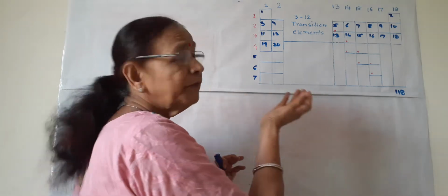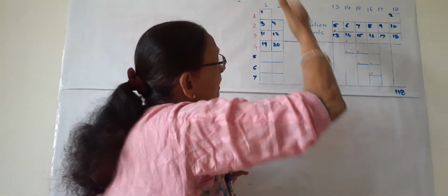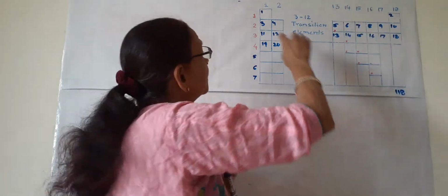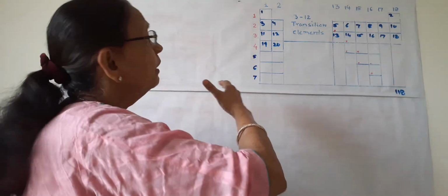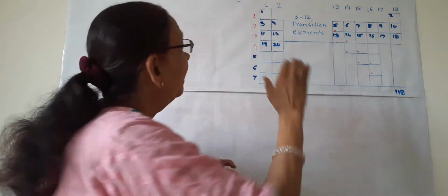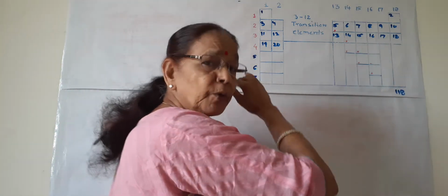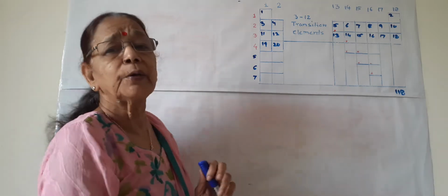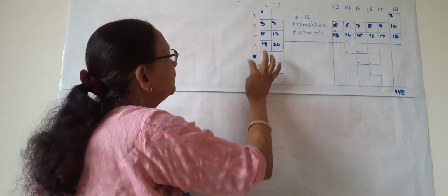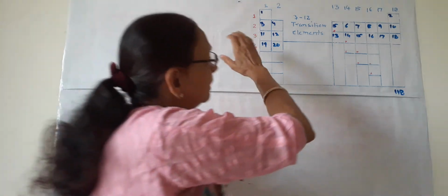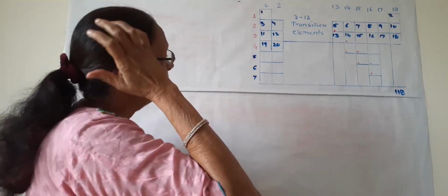So we have discussed that this modern periodic table has 18 vertical columns, from 1 to 18, and we call them groups. And there are 7 horizontal rows, and these horizontal rows are known as periods: 1, 2, 3, 4, 5, 6, 7. 7 periods are there and 18 vertical groups are there.